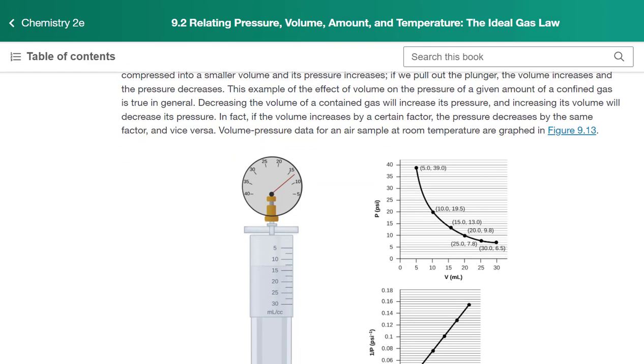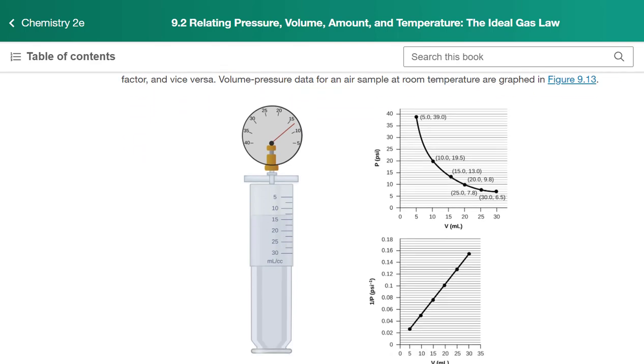As you change the volume, let's say we'll decrease the volume, you'll be doing something almost identical to this in the lab, where you have a syringe and you can depress it or pull it out. As you depress it, what you would see is the volume goes down, the pressure would go up, and then if you pull it out, you would notice that the pressure would go down. You'll end up with data similar to what's being shown here.